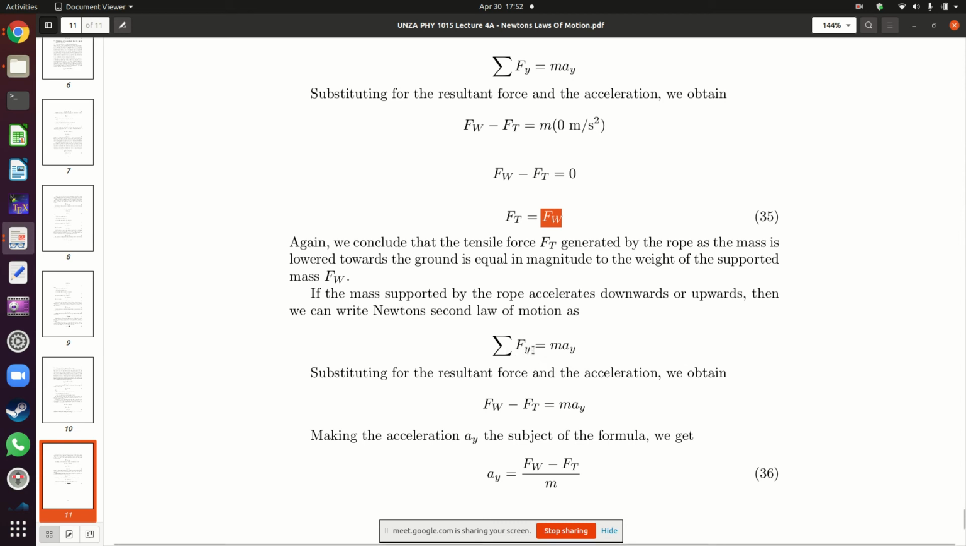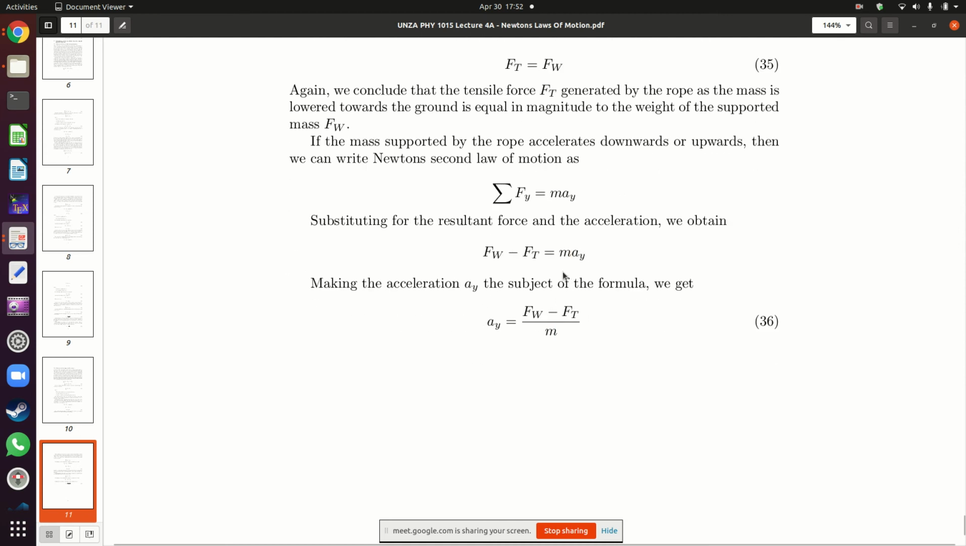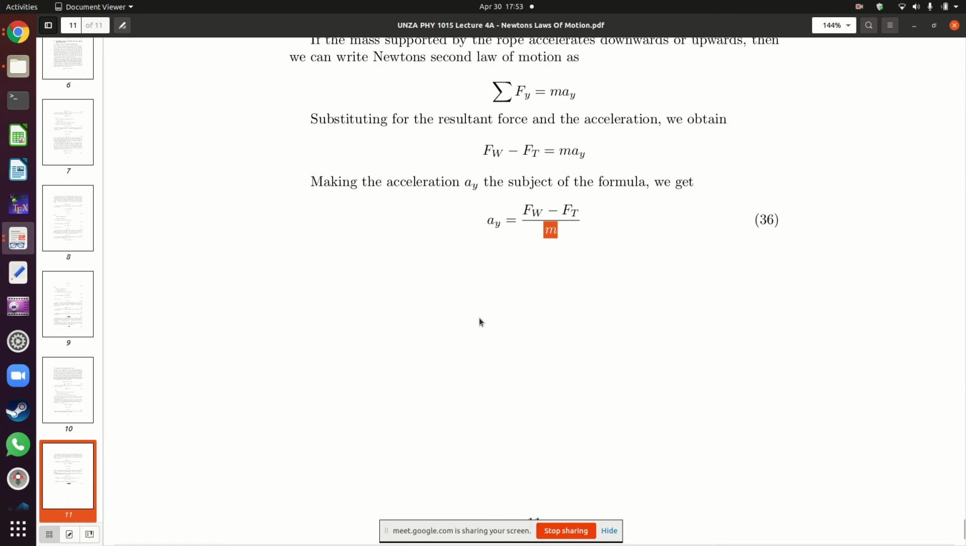When an acceleration like that happens, you end up with the same expression of resultant force: the weight of the elevator minus the tensile force equals the mass multiplied by the acceleration. Now that there's acceleration, you can work out what it is. You divide the resultant force by the mass, so the acceleration is the weight minus the tension, divided by the mass. When you do this, you find your acceleration, a_y.